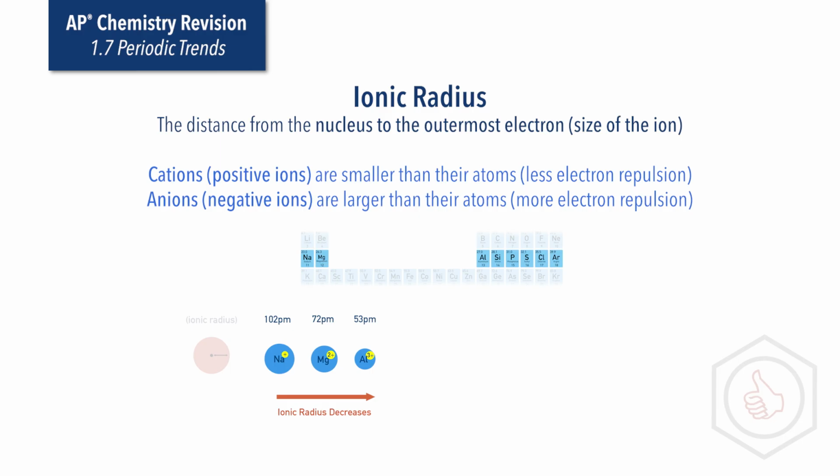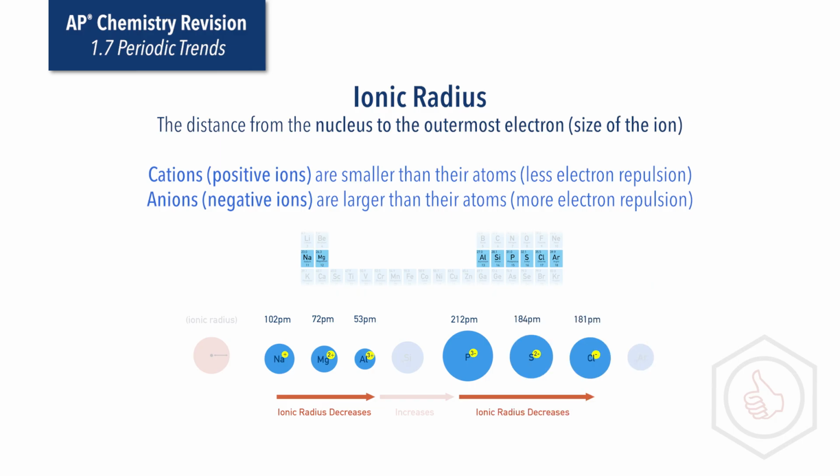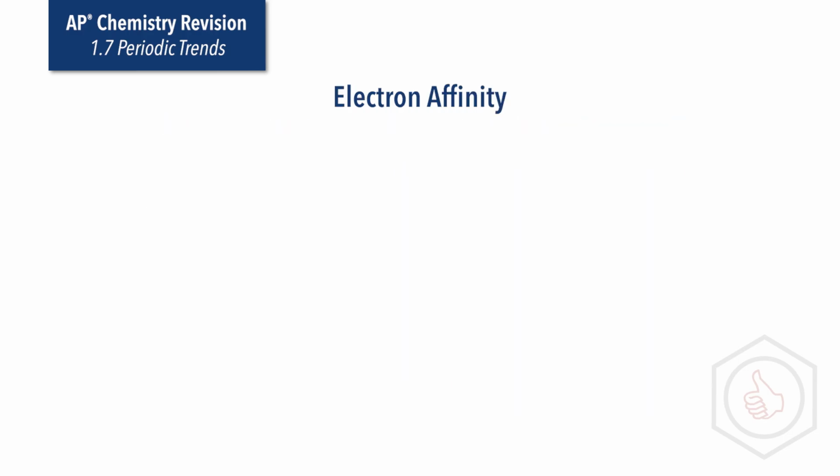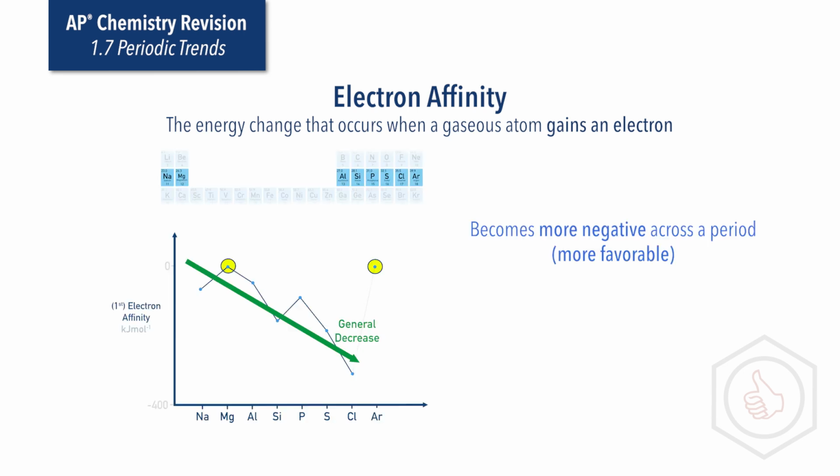There's then a noticeable jump in ionic radius between Al3+ and P3- due to the switch from positively charged to negatively charged ions. Then the ionic radius decreases again as the ions get less negatively charged, causing less repulsion in the outer shell. Notice that silicon and argon in period 3 don't readily form ions and so don't have an associated ionic radius. Electron affinity, the energy change that occurs when a gaseous atom gains an electron, becomes more negative across a period and becomes less negative down a group.